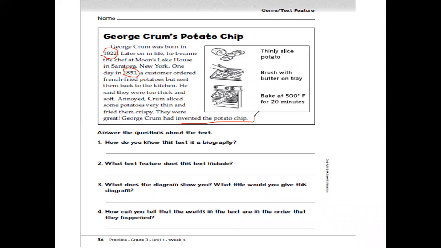So how do you know this text is a biography? Because it tells a real story about a person's life, but it's written by another person. What text feature does this text include? Look here. What's this? We have some pictures and information or details. So this is a diagram. Let's write diagram.